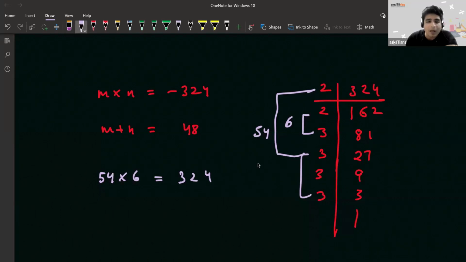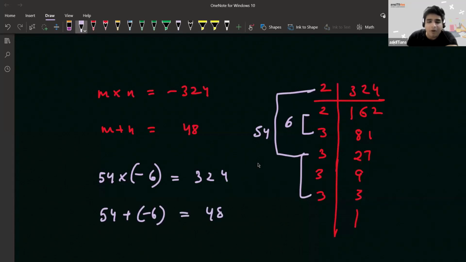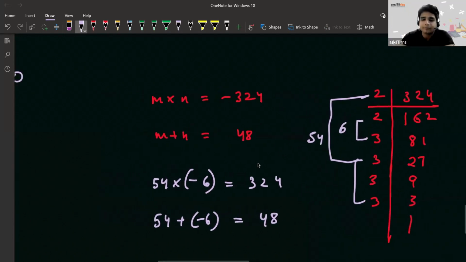Yes. Okay. So what am I going to do, everyone? I'm going to use -6. Why? Because 54 plus -6, everyone, gives me 48 as well. Are you getting this, everyone? Tell me yes or no. Any doubts till this point?